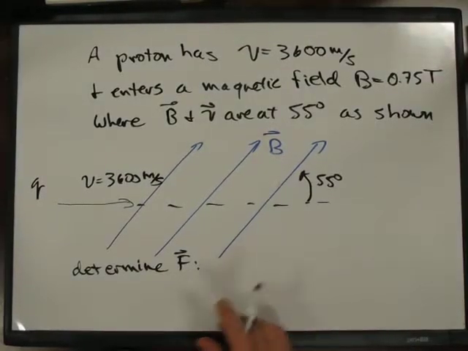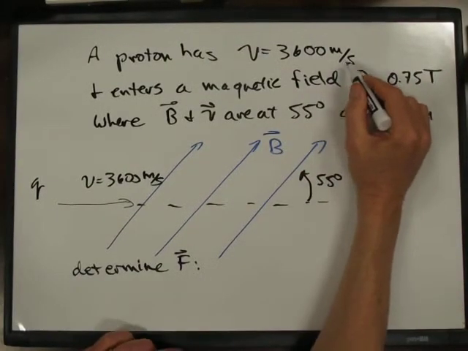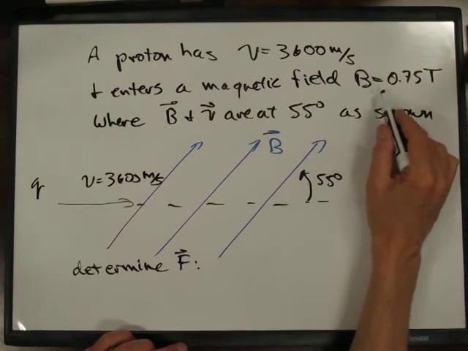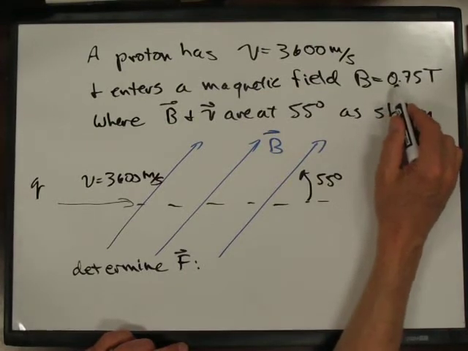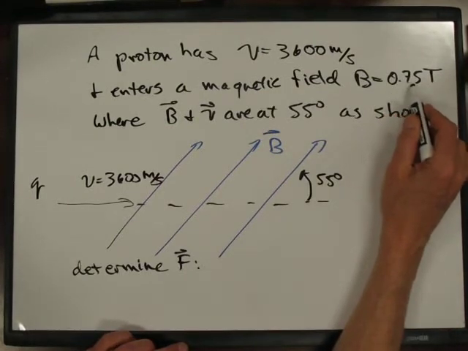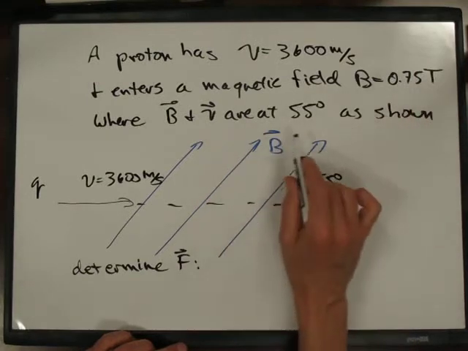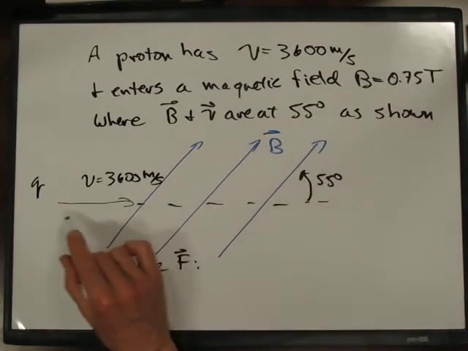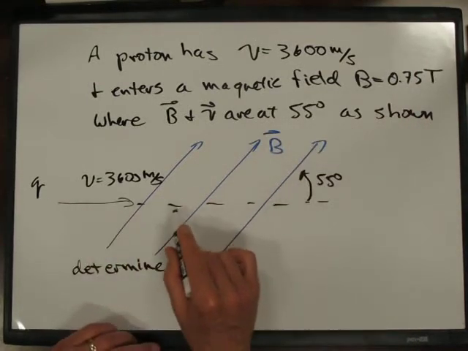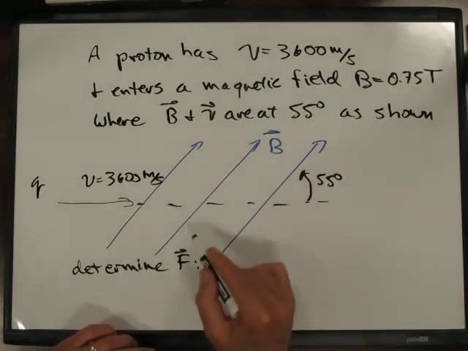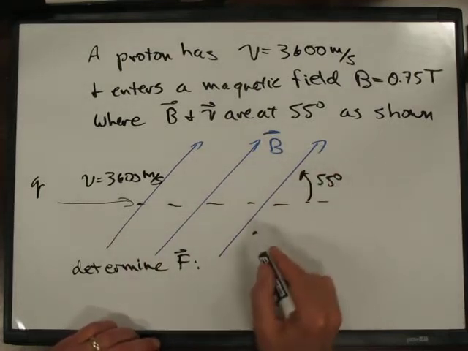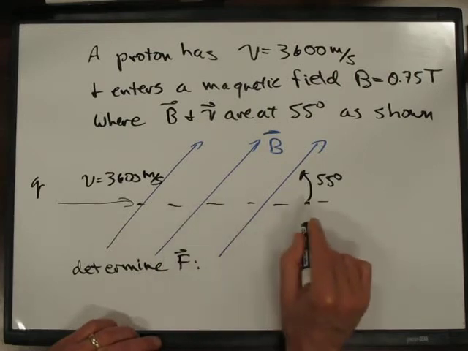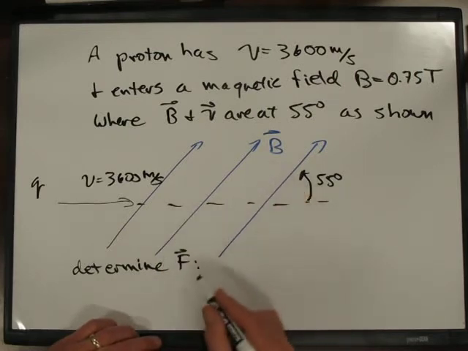So a proton has a velocity v equals 3600 meters per second and enters a magnetic field B, whose magnitude is 0.75 Tesla, where B and V are at 55 degrees as shown. And so here's my velocity coming in. Here's the magnetic field it's entering into, and there's the angle between the direction of velocity and the direction of the magnetic field, and they want us to determine F, both the magnitude and the direction.